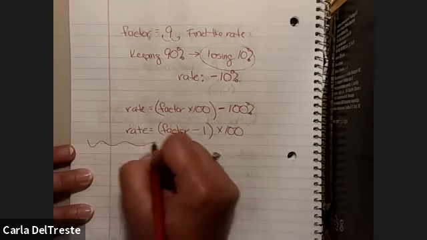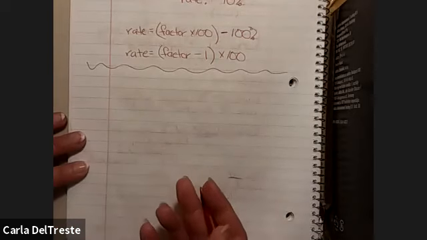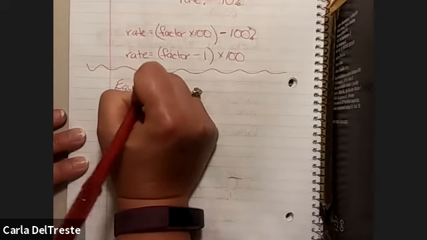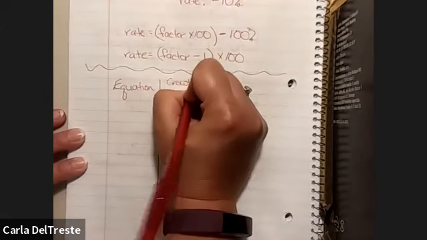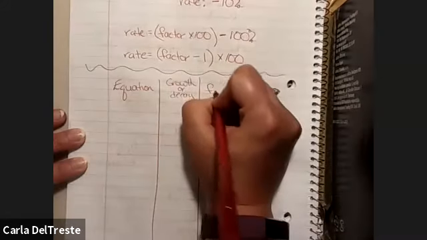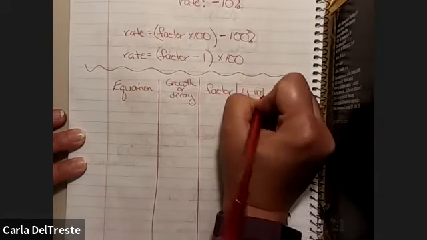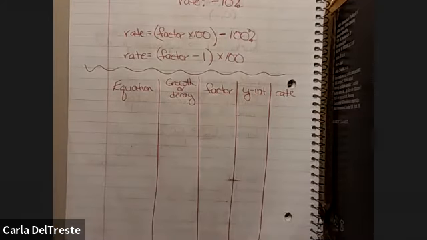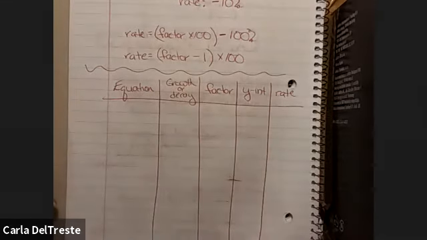So what we're going to do next is we're going to put all of this together, looking at the formulas and picking out the important information. So we're going to make a little chart here, and we're going to look at an equation. We're going to decide if it represents growth or decay. We're going to state the factor. We're going to state the y-intercept. And we're going to state the rate, now that we know what the rate means.